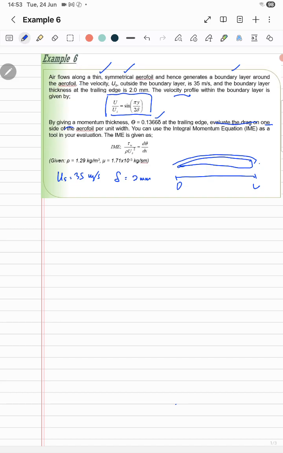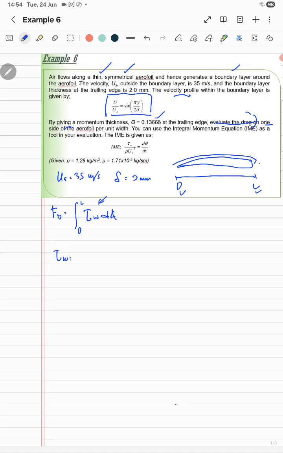Firstly, when they ask for drag, we need to look at the equation for drag force. We know from the lecture that the drag force F_D is equal to the integration from 0 to L of the wall shear stress dA. That's the equation for the drag force. So from here, we want to integrate this equation. What is the wall shear stress?